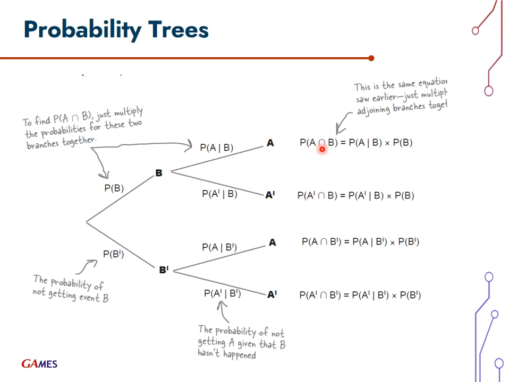So we can use this now, given our information about this. If we multiply this conditional probability by this original probability, it gives us the probability of A intersect B, which is simply the equation we saw earlier, right? We just multiply the adjoining branches together. So you can check the probability of A prime intersect B simply by multiplying the probability of A prime given B by probability of B.